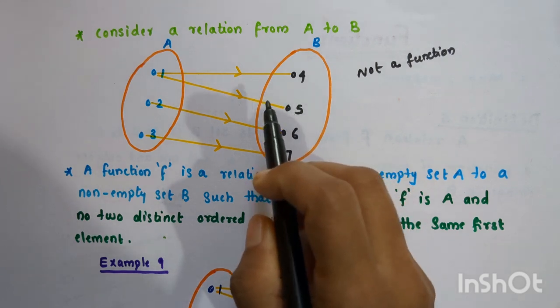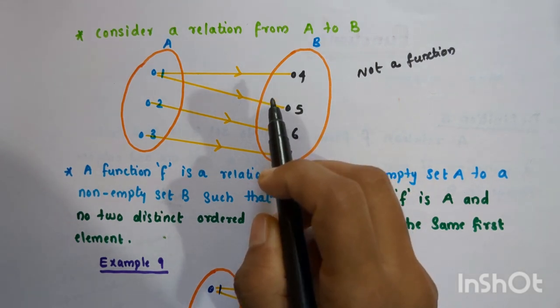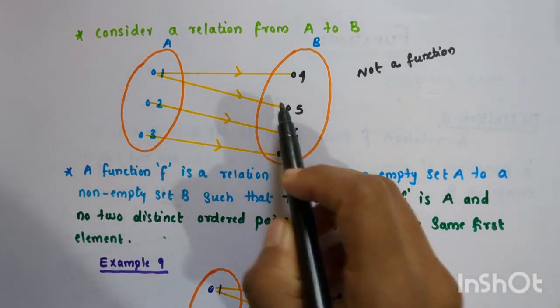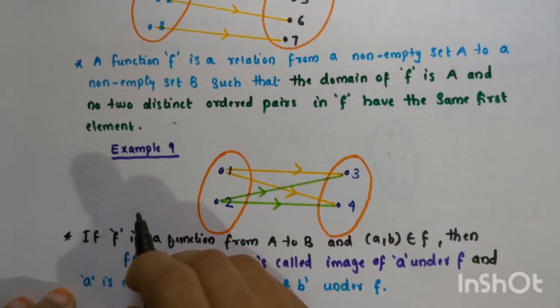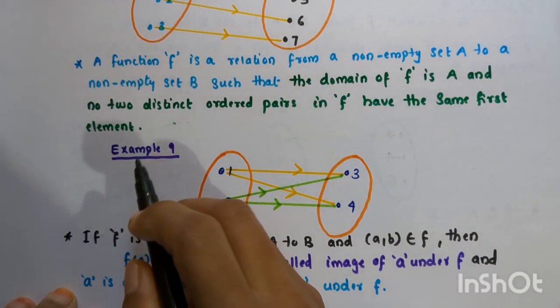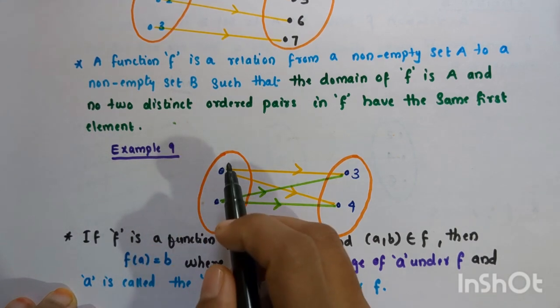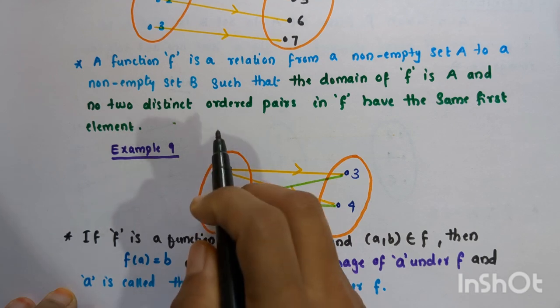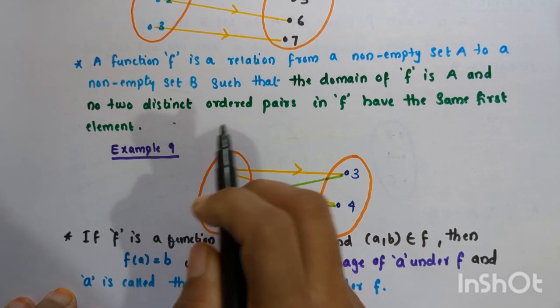Every element of A should have images, and it should have one and only one image in set B. So here, 1 has 2 images in set B. So a relation f from set A to set B is said to be a function if every element of set A has one and only one image in set B.